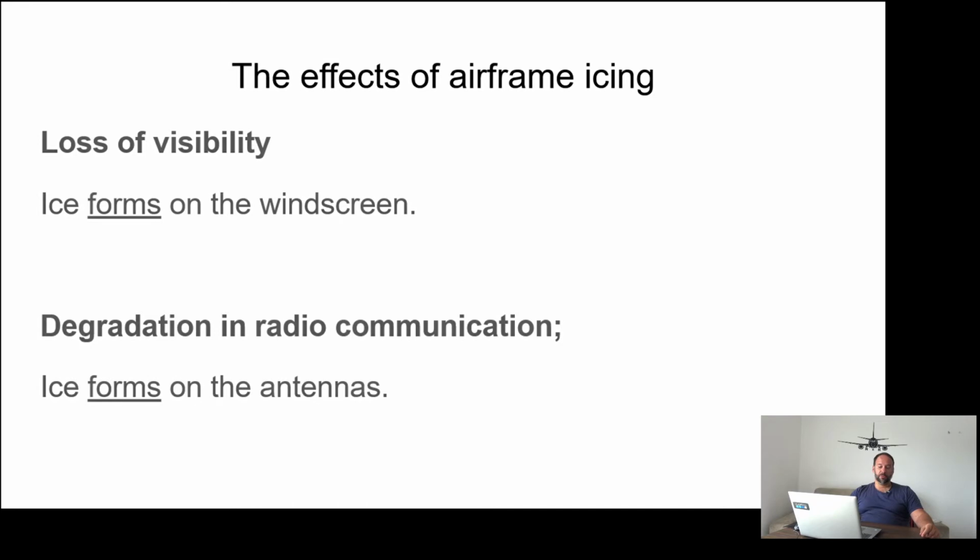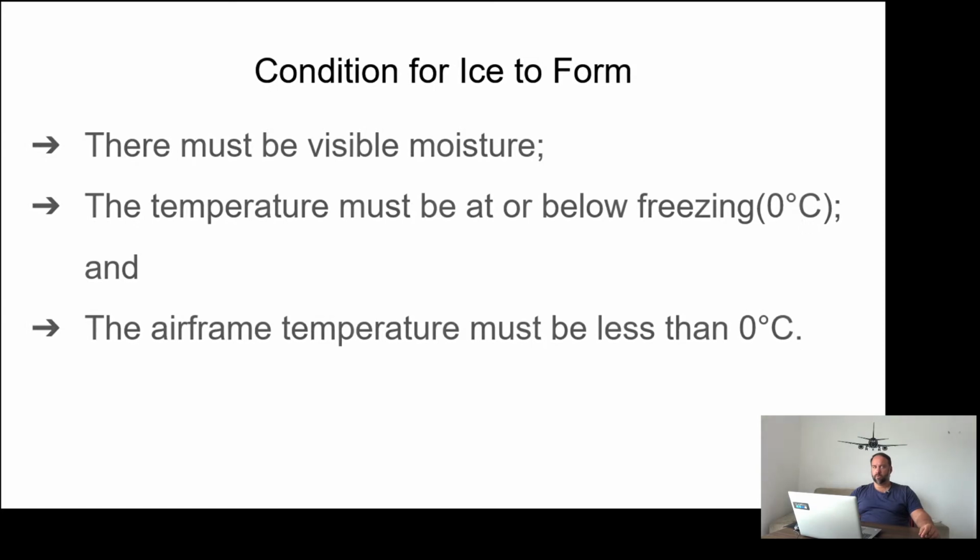Degradation in radio communication. Ice forms on the antennas. So yeah, poor communication. Condition for ice to form. There must be visible moisture. Temperature must be at or below freezing, 0 degrees, and the airframe temperature must be less than 0 degrees.